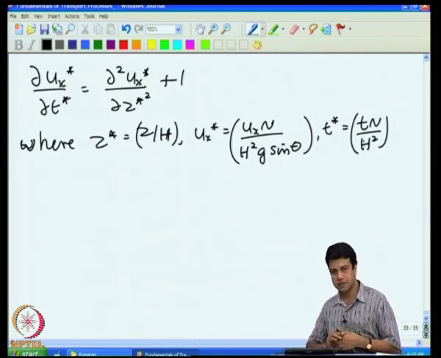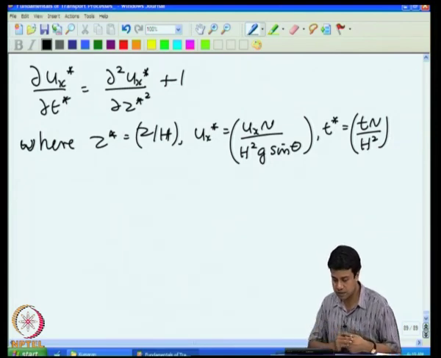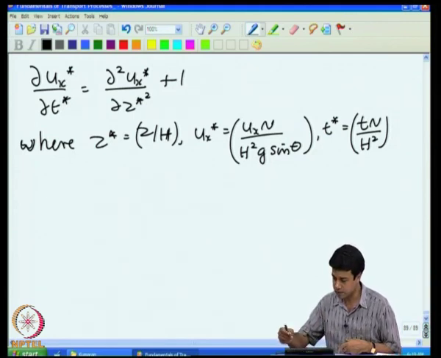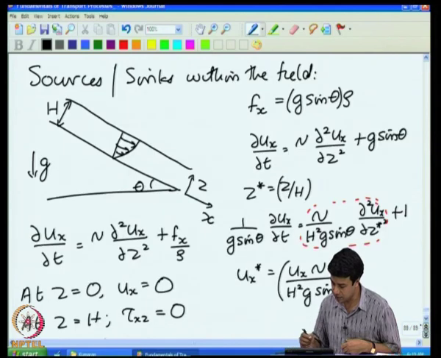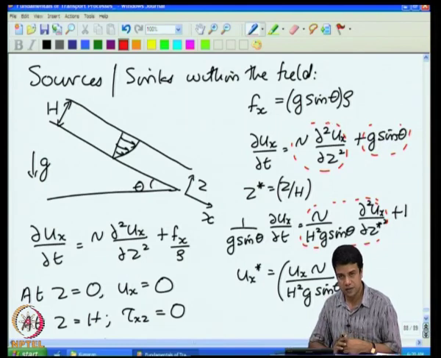So, the time scale is once again scaled by the time it takes for momentum to diffuse across the entire channel. The distance is scaled by h itself, and ux star has a scaling which is given by a balance between the body forces. The scaling for ux star that we got was by taking a balance between the body forces which are here and the viscous stresses over a layer of thickness h. So, this has given us the scaling for ux star.